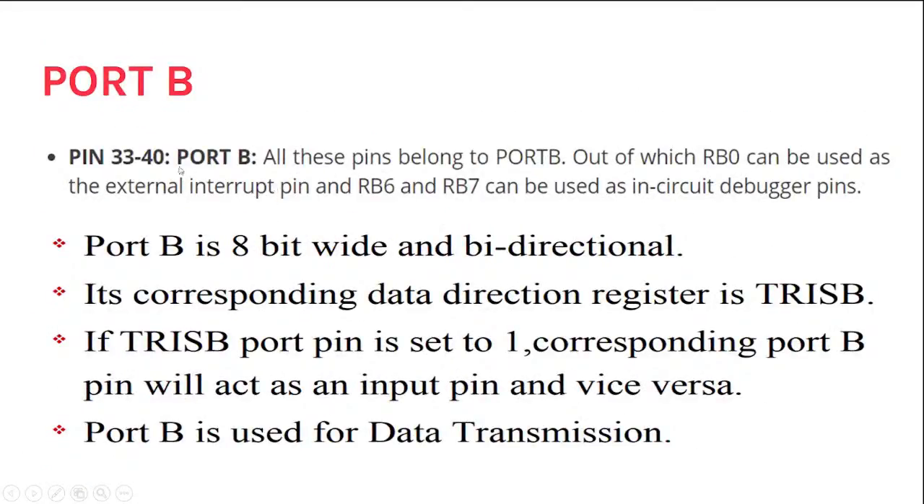Port B is from pin 33 to 40. Again it is 8-bit wide and bidirectional. It uses TRISB for data direction registers. We will go into detail on the registers in the LED blinking code and other codes, like LCD codes. So port B is for data transmission. RB6 and RB7 can be used as in-circuit debugging pins, and RB0 can be used as an external interrupt pin.